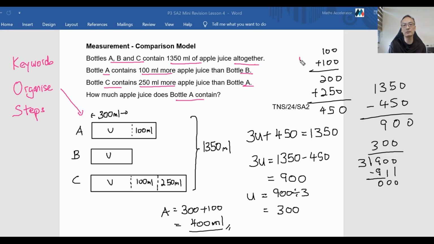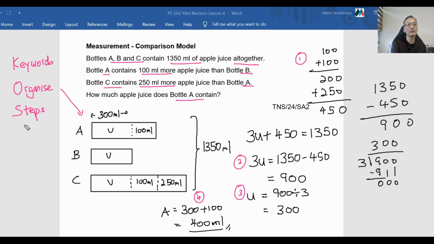Number 1, we did addition, where we sum up these 3 numbers. Number 2, we did a subtraction in order to find the value of these 3 units, because we're going to take away these 3 numbers. Then we did a division. We take 900 divided by 3 to get 300. And lastly, we did an addition, where we add 300 to 100 to find the volume of the apple juice that bottle A contains.